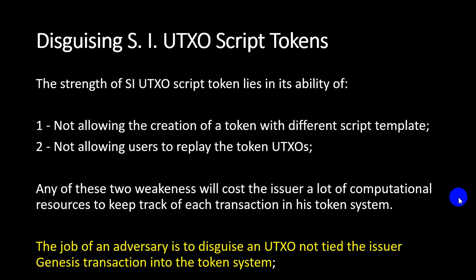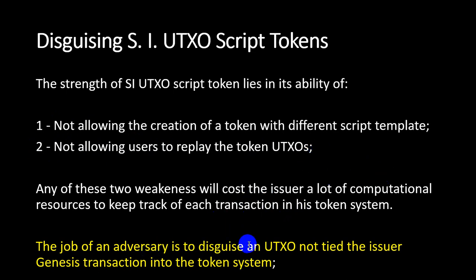Then, if we can disguise a secondary issue UTXO script, the token system can be broken. So to strengthen the token system, the token system must not allow the creation of tokens with different script templates, and this can be solved using stateful scripts, and also the system cannot allow users to replay the tokens' UTXOs.